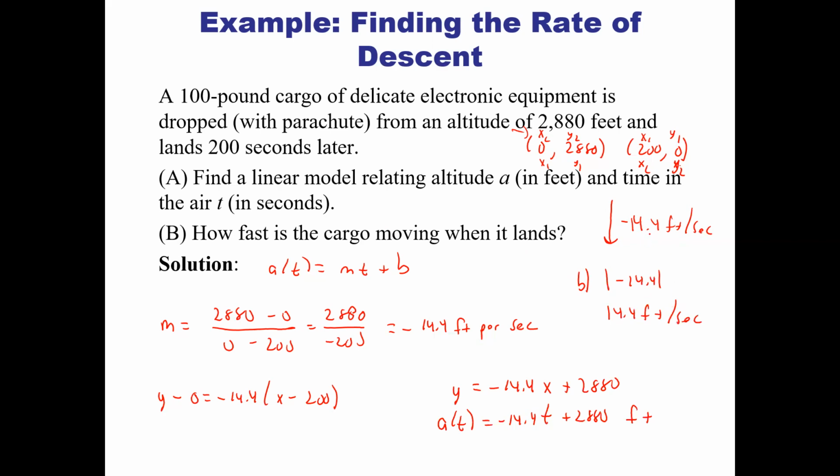Okay. So it's based on going from high to low, but we're not worried about the sign in how fast it's going. So we take the absolute value of that and we get our 14.4 feet per second.